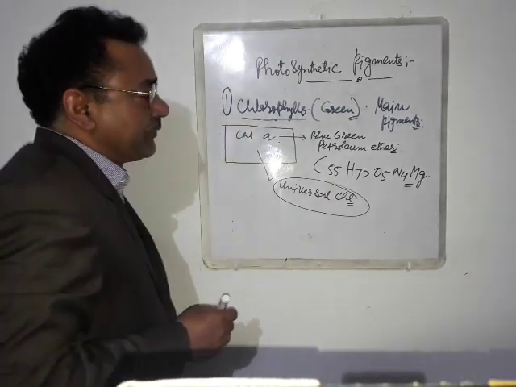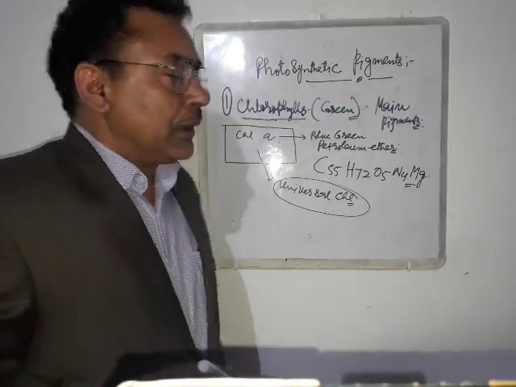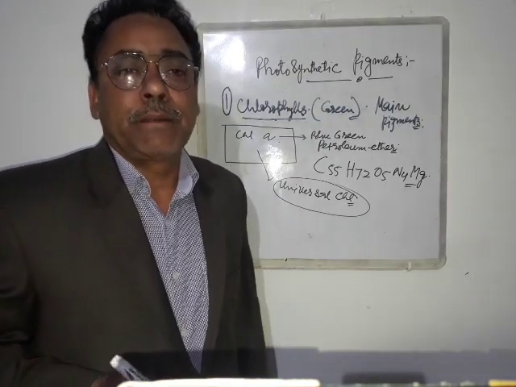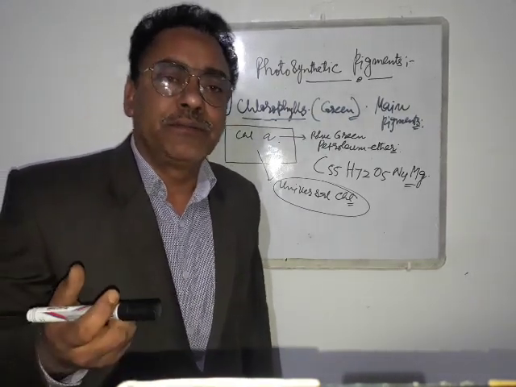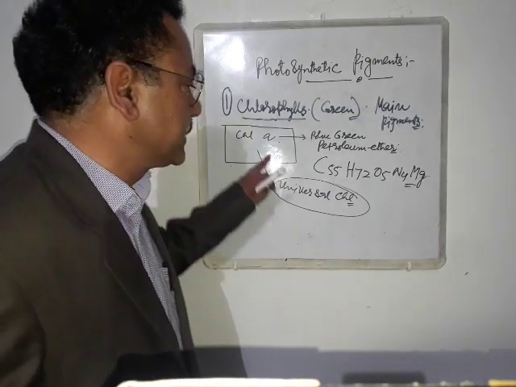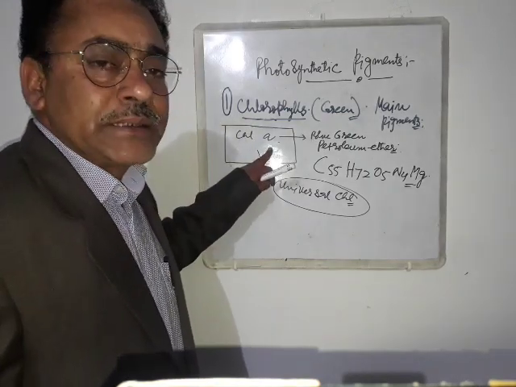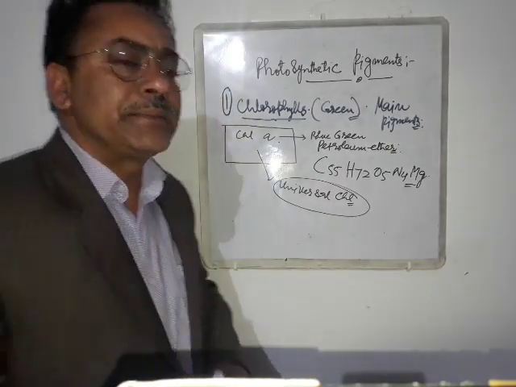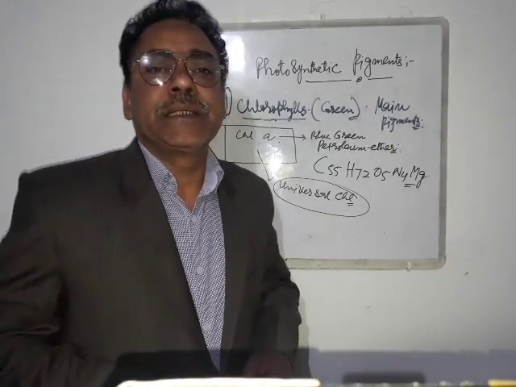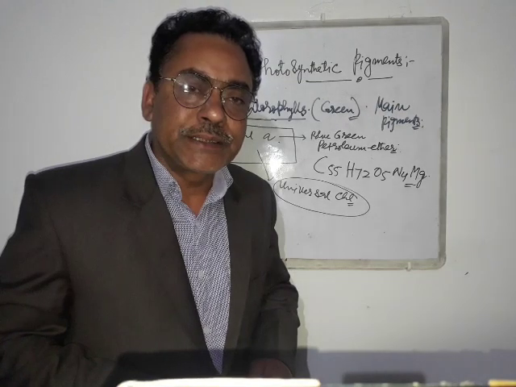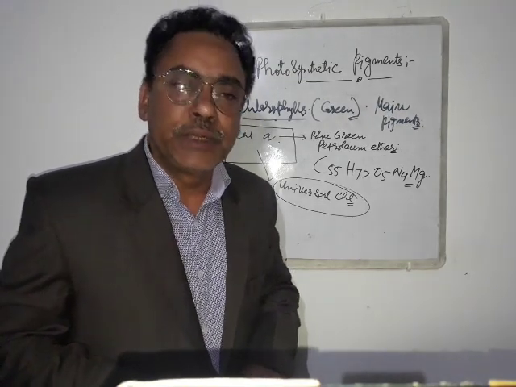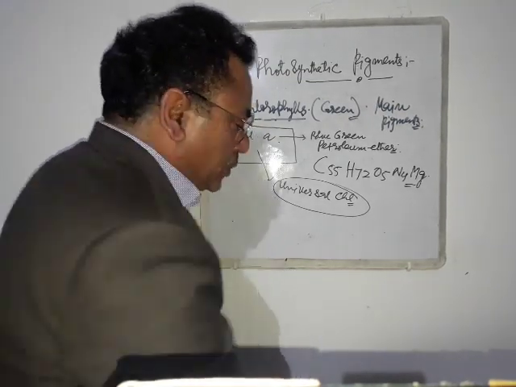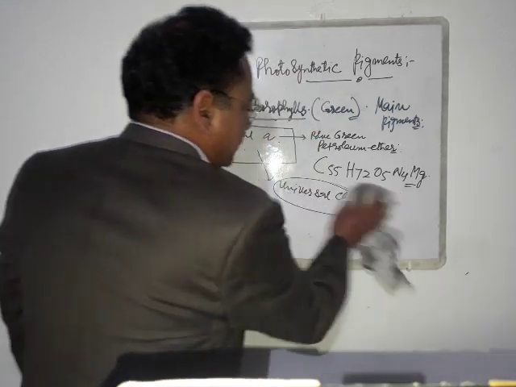Moreover, it has a significance regarding the choice of photosynthetic pigments. I told you previously that there are two pigment systems, pigment system first and pigment system second. The reaction center of any pigment system is chosen from chlorophyll A only. So that way it is very important.